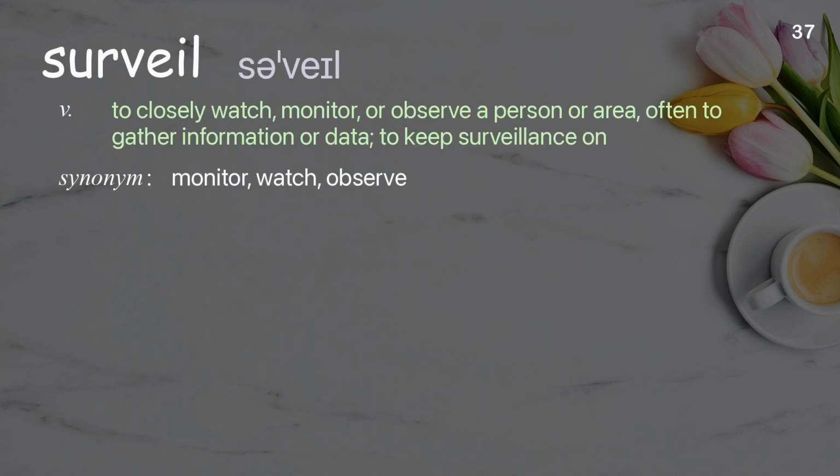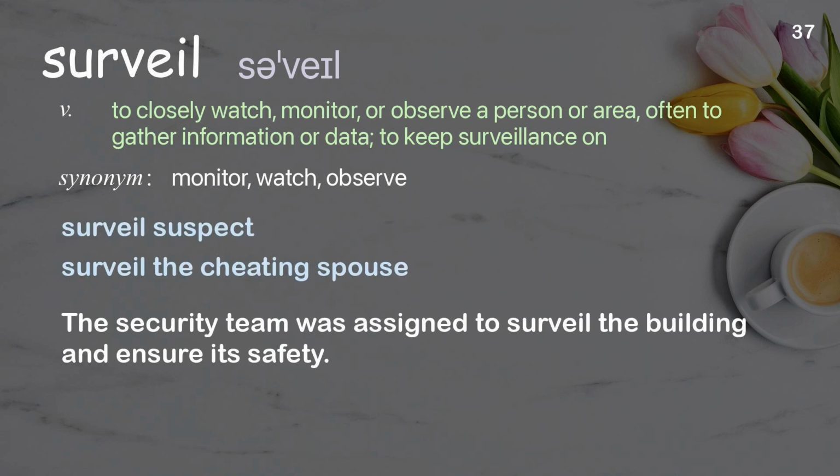Surveil. To closely watch, monitor, or observe a person or area, often to gather information or data, to keep surveillance on. Examples: surveil suspect. Surveil the cheating spouse. The security team was assigned to surveil the building and ensure its safety.